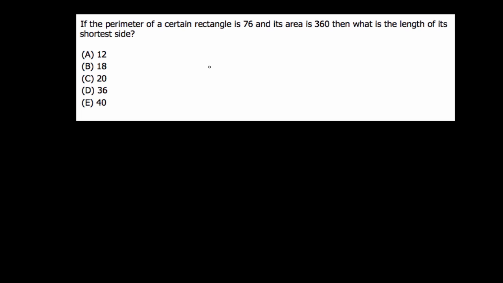If the perimeter of a certain rectangle is 76 and its area is 360, what is the length of its shortest side? It's a cute problem. It says if the perimeter of a certain rectangle is 76, now this is the perimeter, and the area is 360. What is the length of its shortest side?